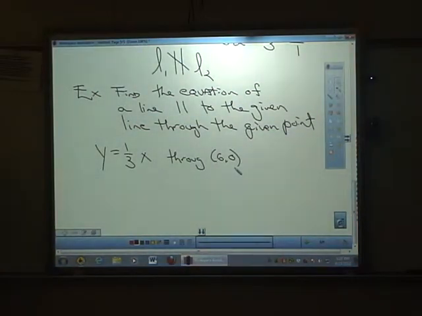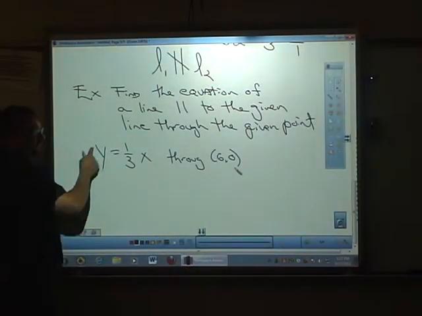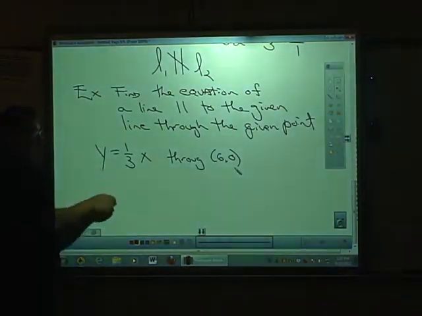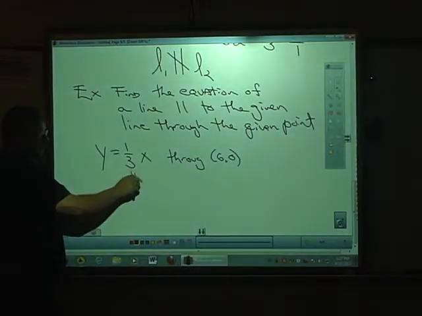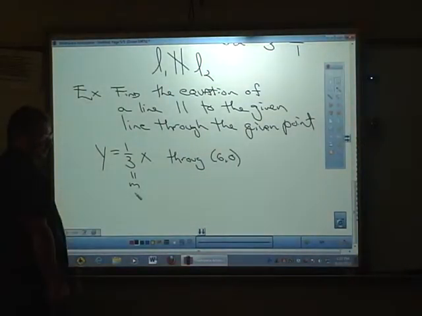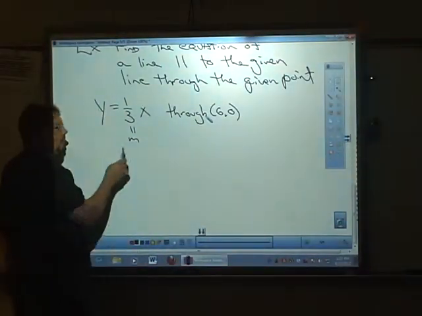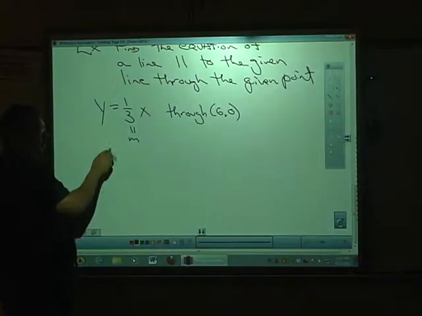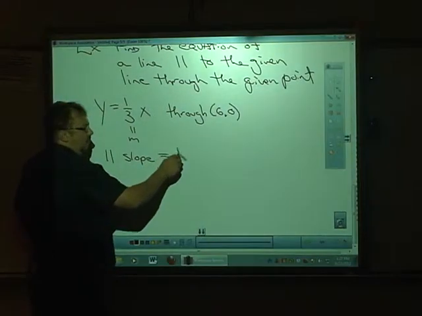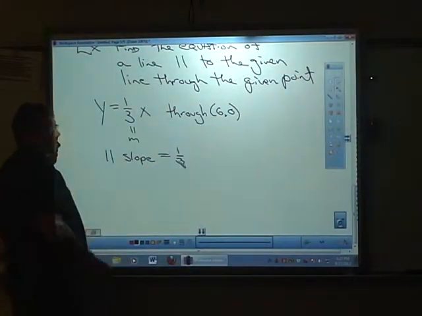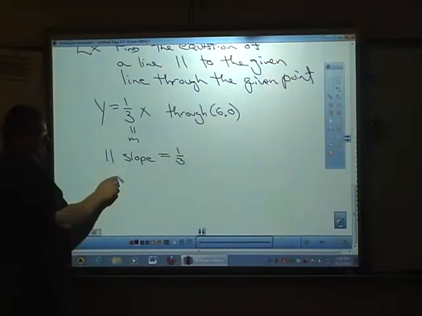So what I'm going to do is ask, what is the slope of this line? We'll look at it as y = mx + b. So the slope here is equal to 1/3. Lines that are parallel have the same slope. So the parallel slope has to be the same, 1/3. I want it to go through this point, so let's set it up as an equation.